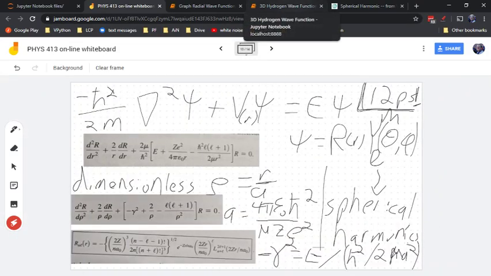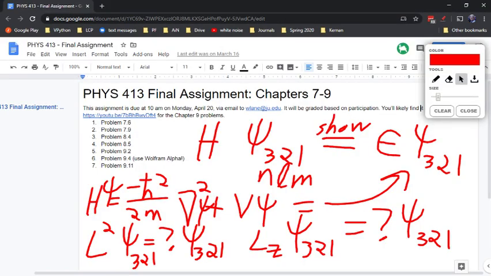Again, you've got a few options with how you complete this. You can do this by hand. You can plug in psi 321. You can do this operator on this operator on this operator on this. That'll take you, I'm going to guess, like 3 pages, a page for h, a page for L squared, and a page for Lz. Or you can, again, put this into Wolfram Alpha.